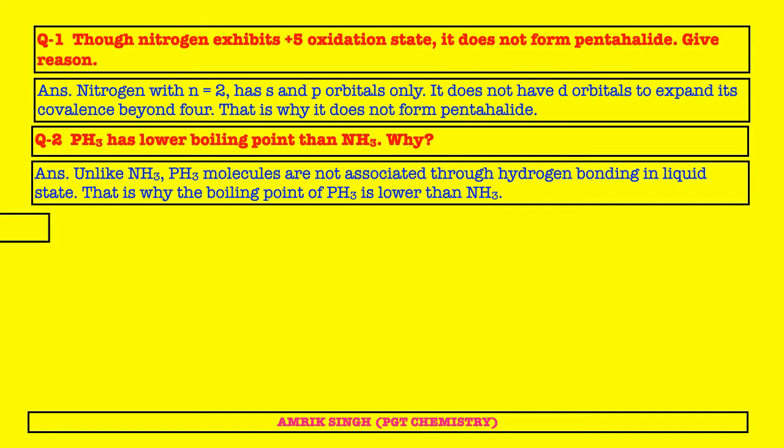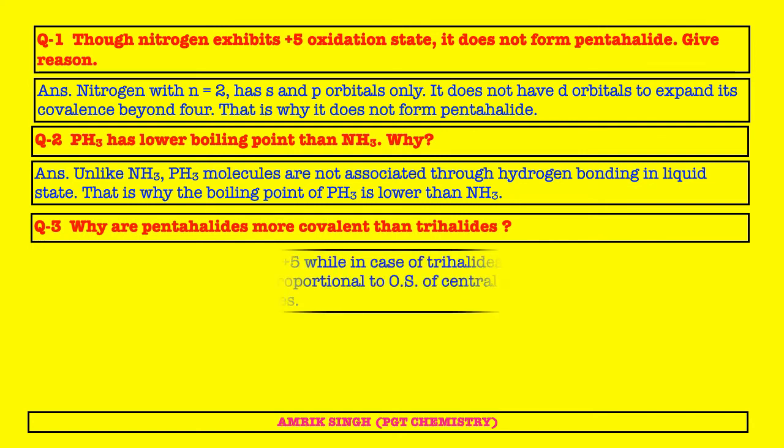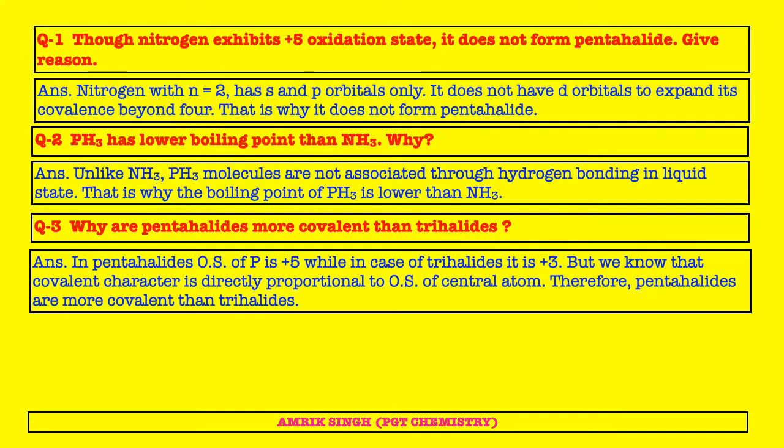Next, question number 3. Why are pentahalides more covalent than trihalides? In pentahalides, the oxidation state of phosphorus is +5, while in case of trihalides it is +3. But we know that covalent character is directly proportional to the oxidation state of the central atom, from previous knowledge of class 11. Therefore, pentahalides are more covalent than trihalides.